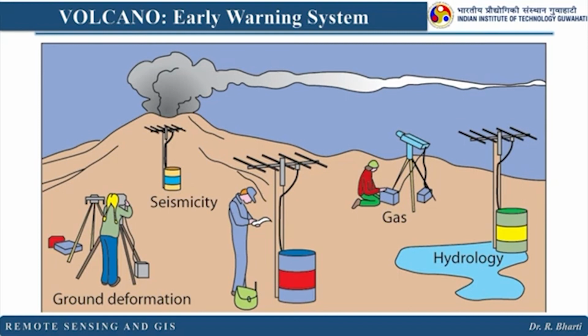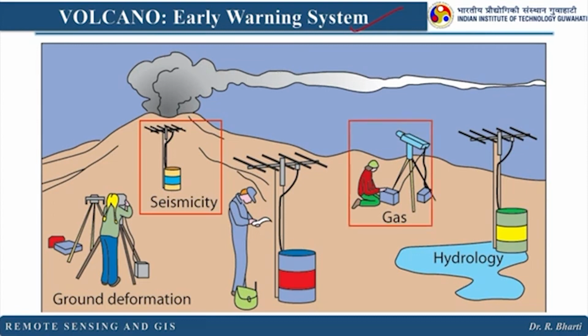Now the next natural hazard is volcano. In this figure, different parameters are represented which can be used as an indicator of volcanic eruption. Here the first one is seismicity. Before it erupts, you may have some tremors, right. If you keep monitoring that particular area, the seismic activities can give you an indication about the upcoming event.